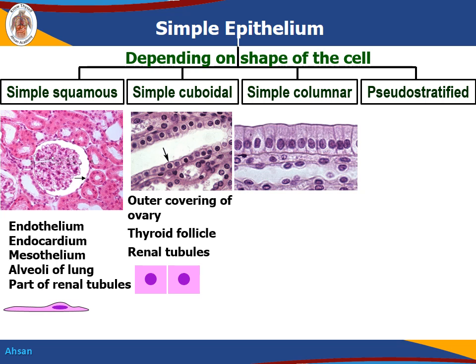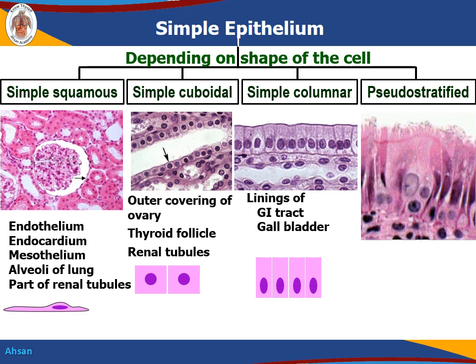This is columnar cells. You see they are tall in shape, and the nucleus is oval in shape, basally placed. The long axis of the nucleus is directed along the long axis of the cell. You can see the diagram. This is lining epithelium of the gastrointestinal tract. Gallbladder is formed of simple columnar epithelium.